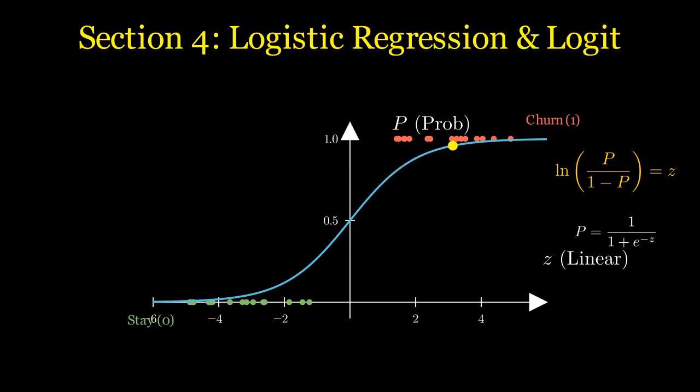Section 5. The odds ratio, or OR. This is where things get powerful. The odds ratio compares the odds of an outcome occurring in one group to the odds of it occurring in another.